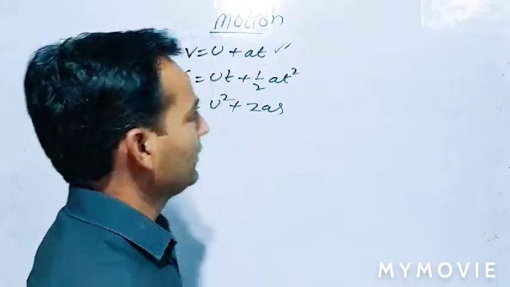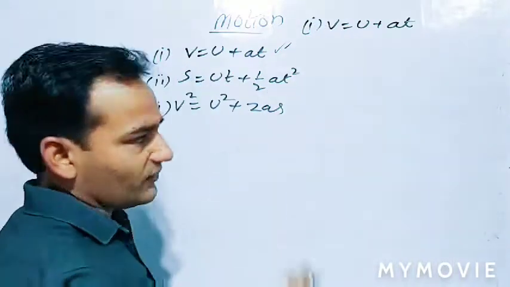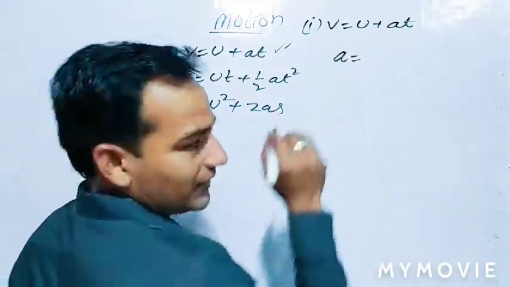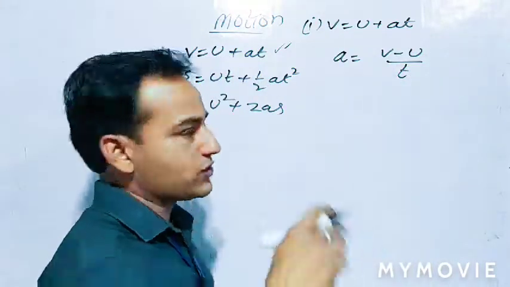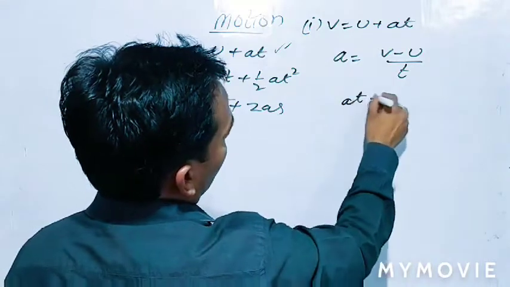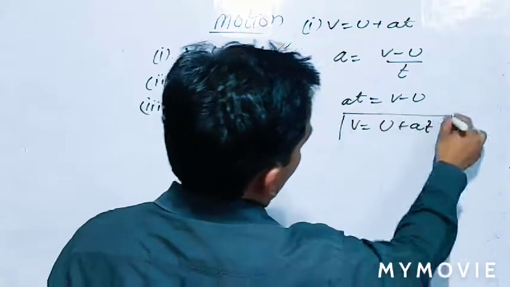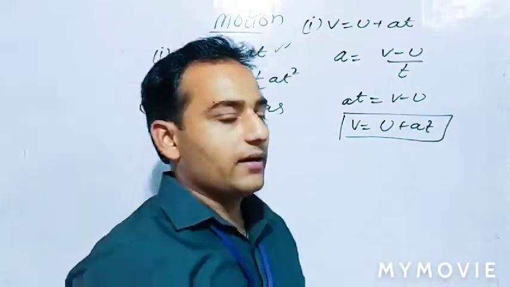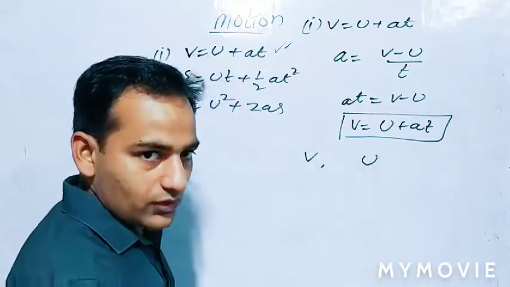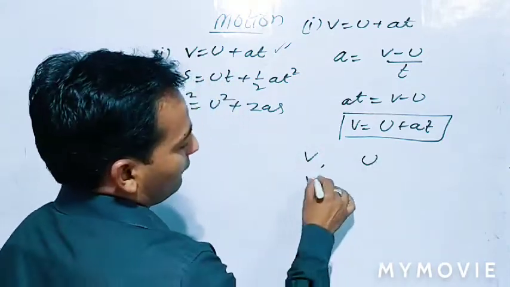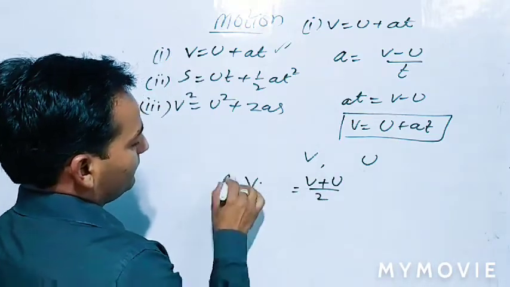Listen very carefully. The first equation, v is equal to u plus at, you can very easily derive. I have told you acceleration a is equal to v minus u upon t. Acceleration is rate of change of velocity. So if we cross multiply, we get at is equal to v minus u, or v is equal to u plus at. This is the first equation of motion. Okay. And because we had final velocity v and initial velocity u, the average velocity is v plus u upon 2.